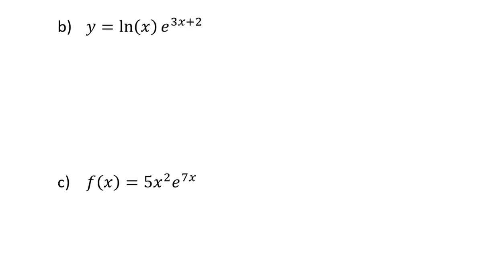In B, we have the equation y equals the natural log of x times e to the 3x plus 2. Notice that multiplication. Let's recall our product rule, where if we have two functions being multiplied and we want to take the derivative, we take the derivative of the first function times the second function as it is, plus, then we leave the first function as it is and multiply it by the derivative of the second function.